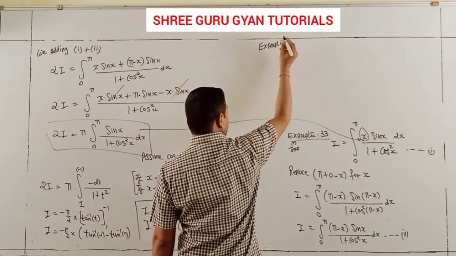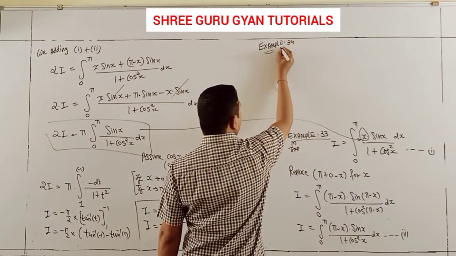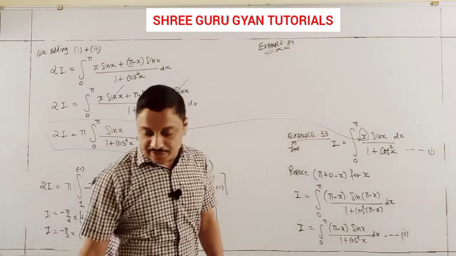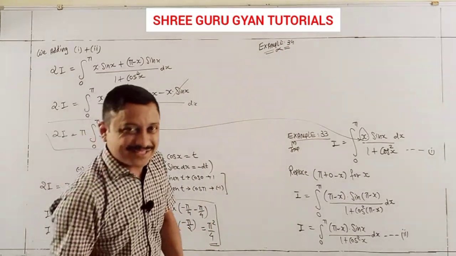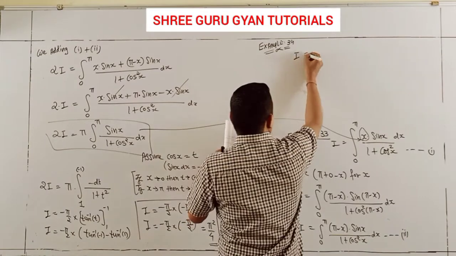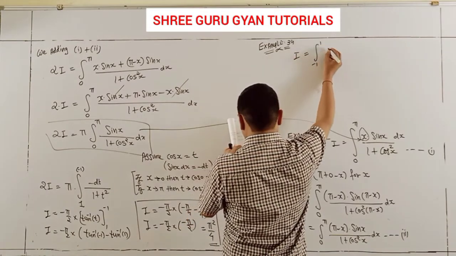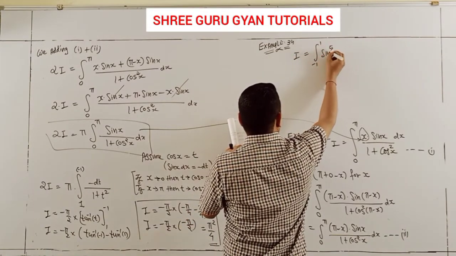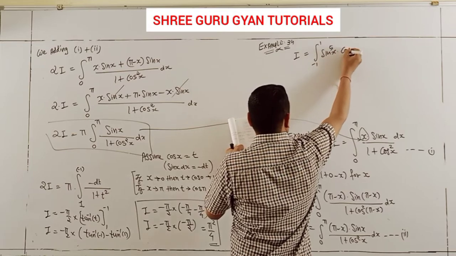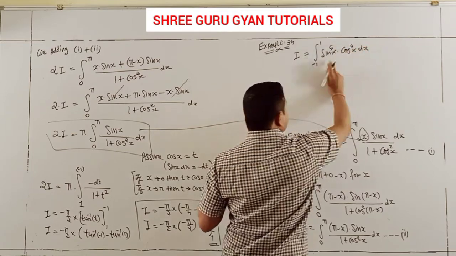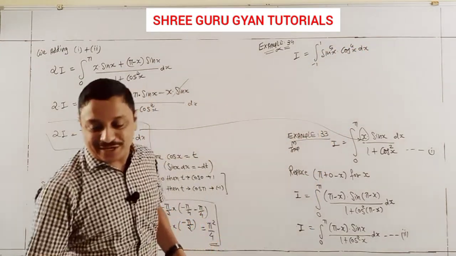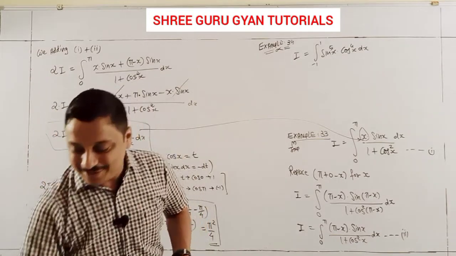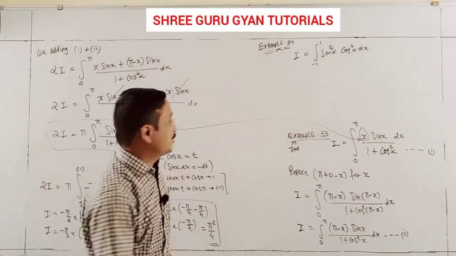Example 34. Similarly doing ahead. It's a very easy numerical. Integral minus 1 to 1, sin to the power 5 x cos to the power 4 x. Students, minus 1 to 1 means minus a to a related. It means our theorem, the 8th theorem.